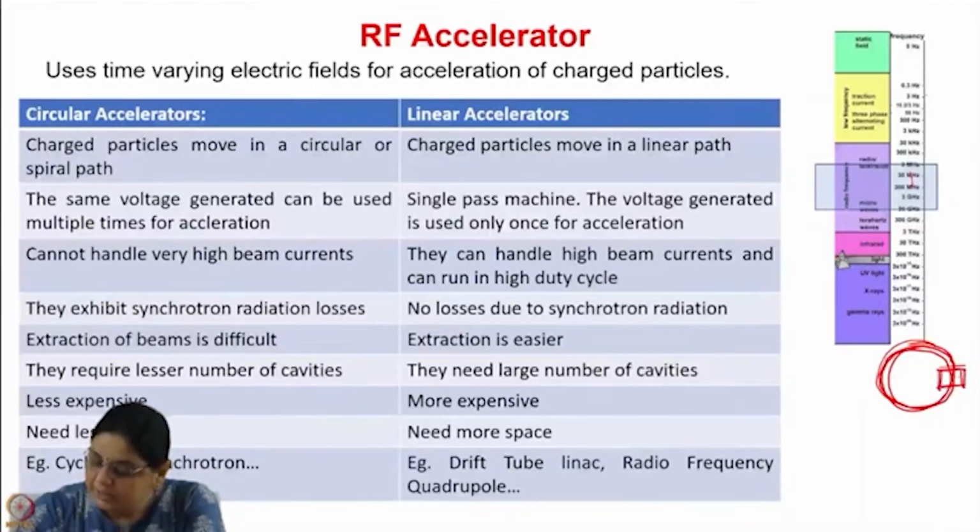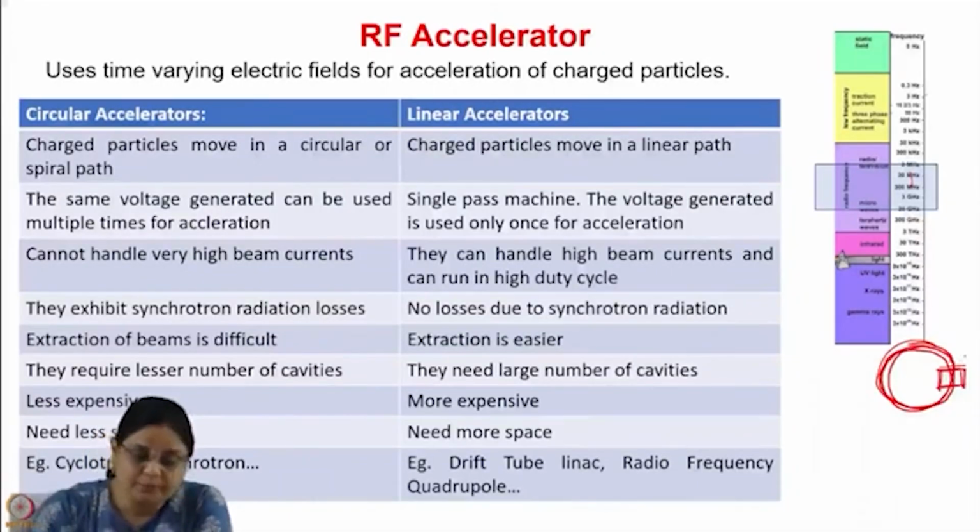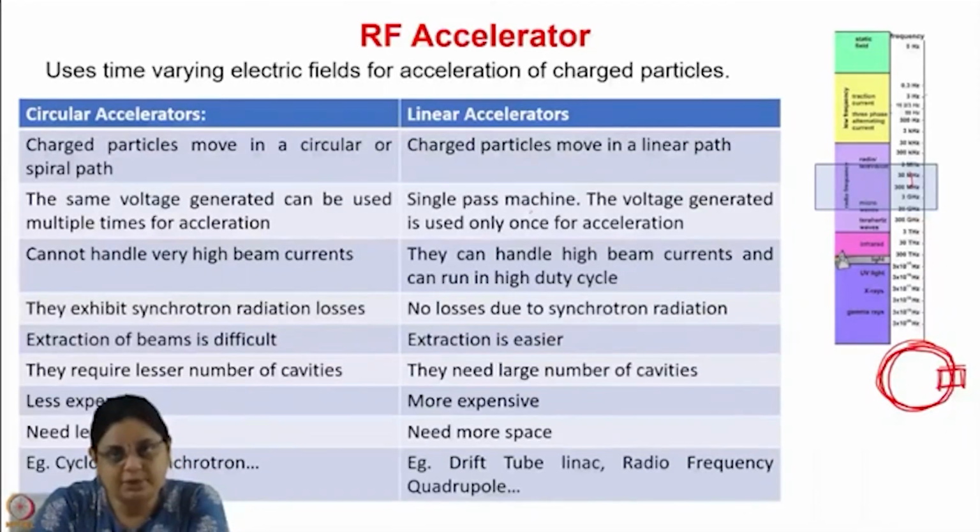The fields are time varying, so the field is no longer conservative. So unlike the DC accelerator, you can use this voltage again and again for acceleration. The linear accelerator, on the other hand, is a single pass machine. The charged particles will pass through it a single time. The voltage generated here is used only once for acceleration.